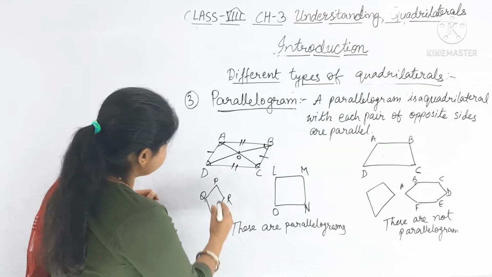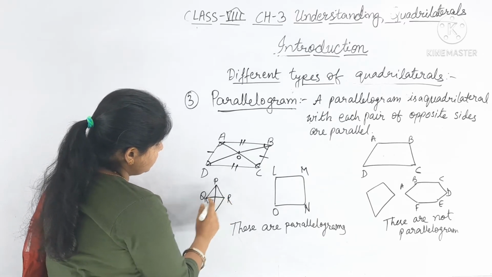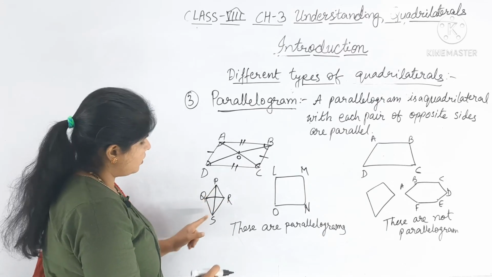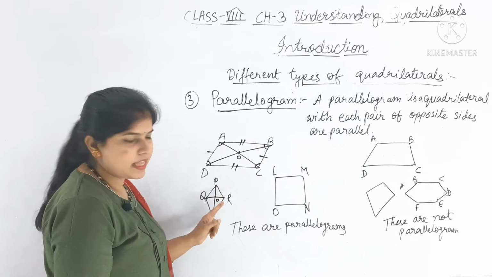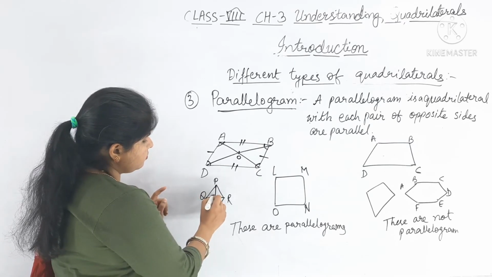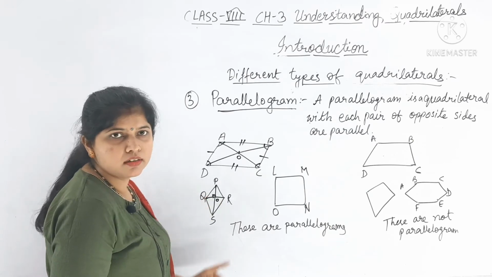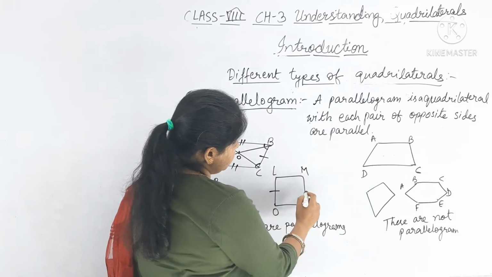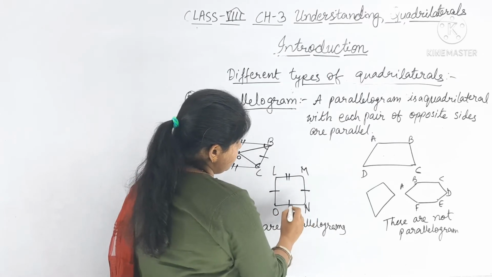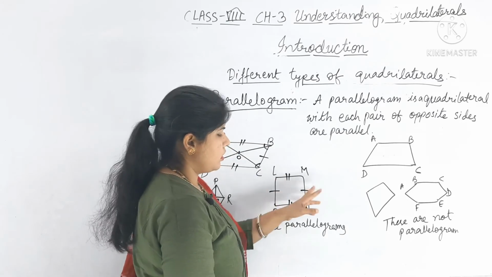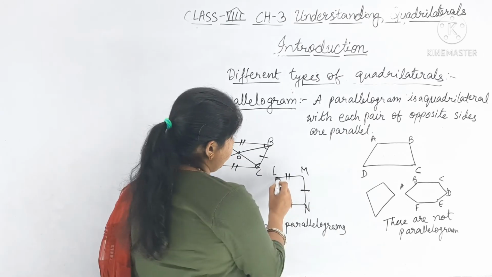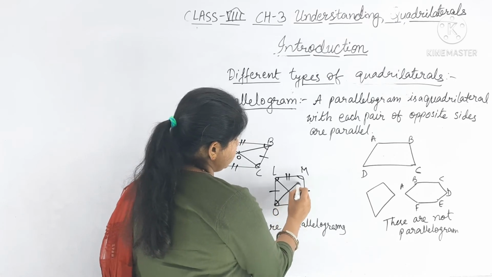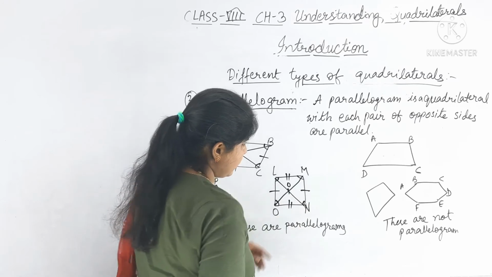Like this also, here you can see that PQ and RS are parallel sides, PR and QS are parallel sides, and the diagonals bisect at O. Bisection means the angle will be 90 degrees. Here you can see that LO is equal to MN and LM is parallel to ON. So opposite sides are equal, opposite angles are equal, and the diagonals of opposite vertices meet at O.